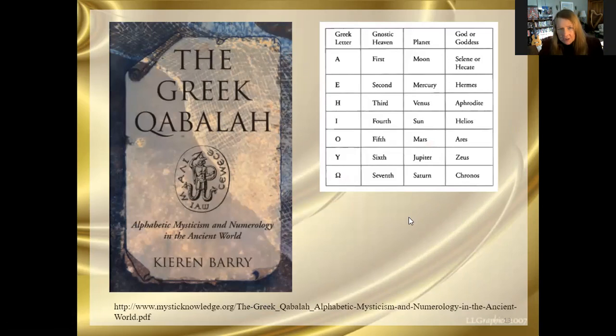First, I do want to repeat again, as I've said, Kabbalah is a Hebrew word. So Barry does discuss some of the difficulties in using the term Kabbalah to talk about Greek, but essentially what is being done with letters is similar to what is done in Hebrew Kabbalah.